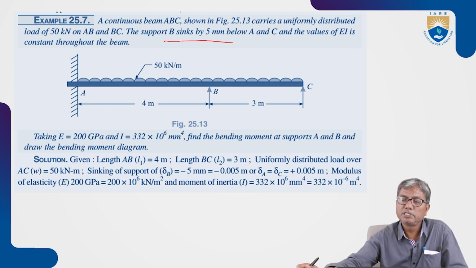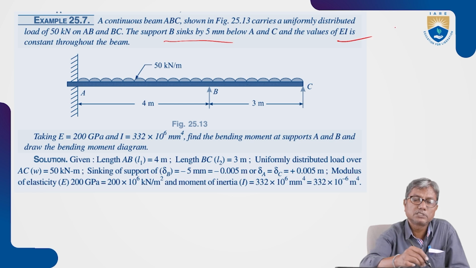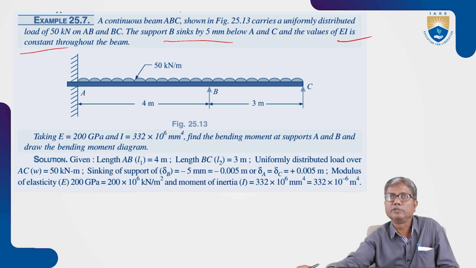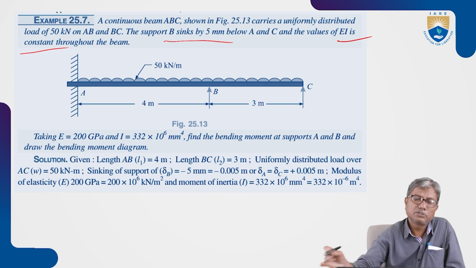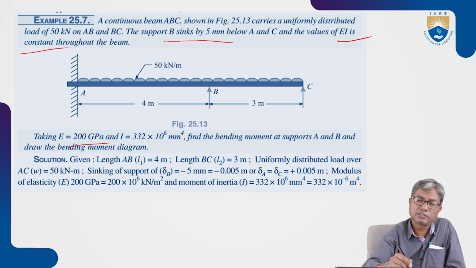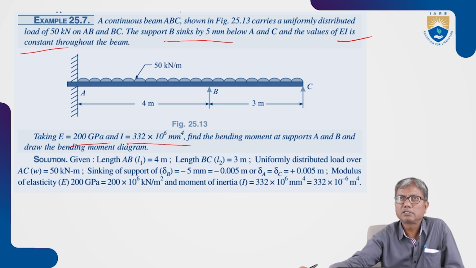And let EI be constant throughout the beam. E value is 200 gigapascals. I is 332 into 10 power 6 mm power 4. Find the bending moment at supports A and B and draw the bending moment diagram.